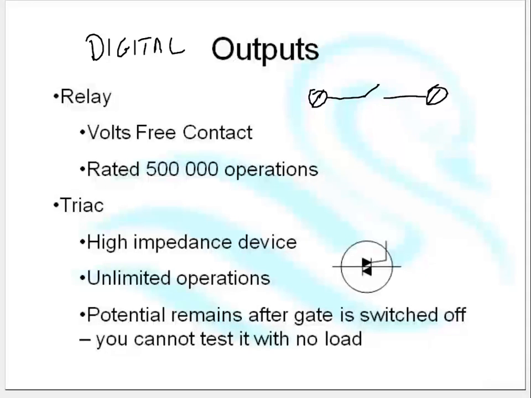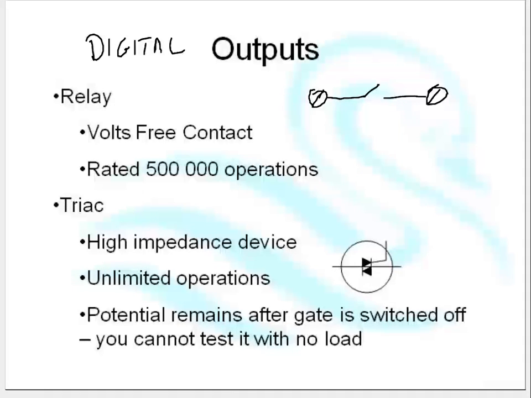It's called a volts-free contact because the PLC doesn't supply any volts anywhere. All it supplies is a relay close. So a volts-free contact is a relay on the PLC board. Volts-free contacts are good for about 500,000 operations. And when they quote 500,000 operations, they're not mucking around. These things work for 500,003 operations and then they stop working. And every single relay on that board will stop working at the same time.